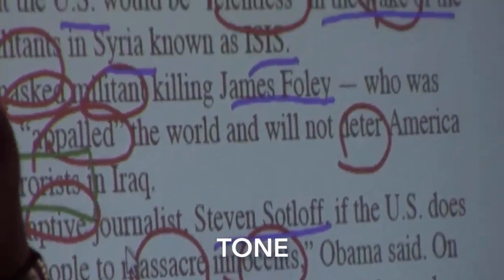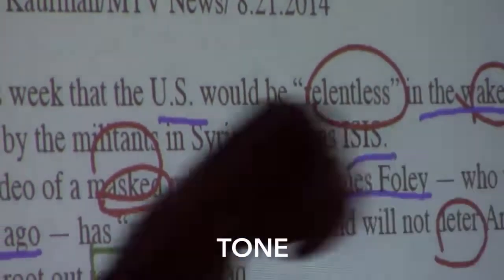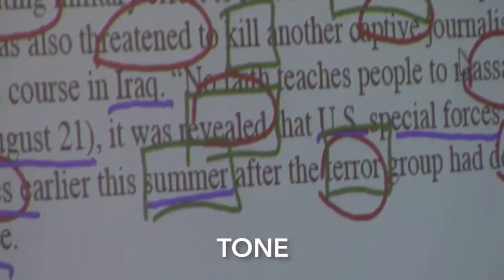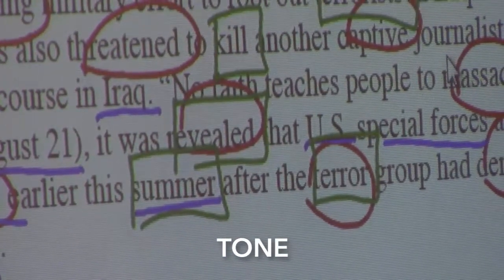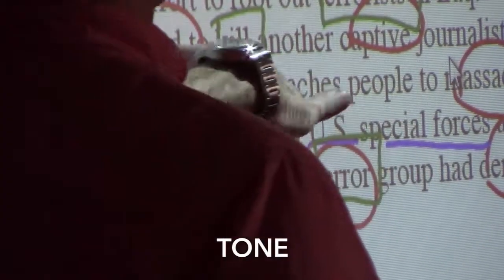Positive, negative. It's negative. Diana, why is it negative, do you think? Because it talks about killing. It says killing people, beheading, escalating, threatening.